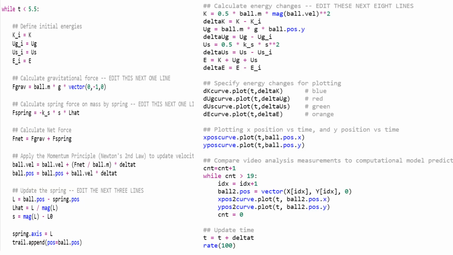Some more code. Here we can see F net is equal to F grav plus F spring. F spring is right here, F grav is right here. These are the velocity and position update formulas. And kinetic energy formula right here. Then UG, US.